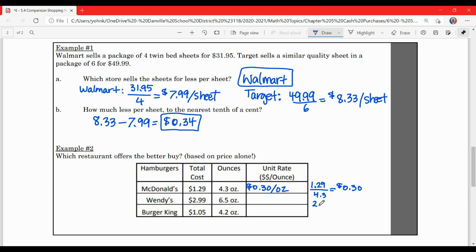If we do Wendy's, Wendy's is $2.99 and the hamburger is 6.5 ounces. If I divide those, I get 46 cents. So a little bit more expensive at Wendy's, 46 cents per ounce. And then finally, if we do Burger King, $1.05 divided by 4.2 ounces, that gives us 25 cents per ounce. So as I'm looking at the 3 values in the unit rate, the lowest is Burger King, which makes that the better buy. So just based on price, not taste or preference, the better buy is Burger King.